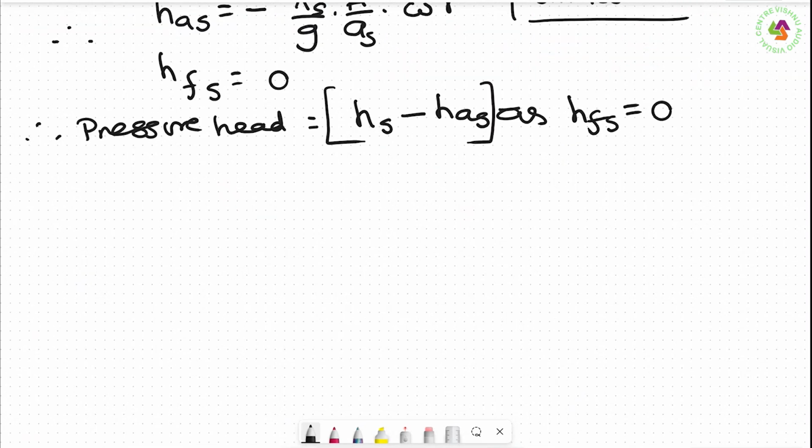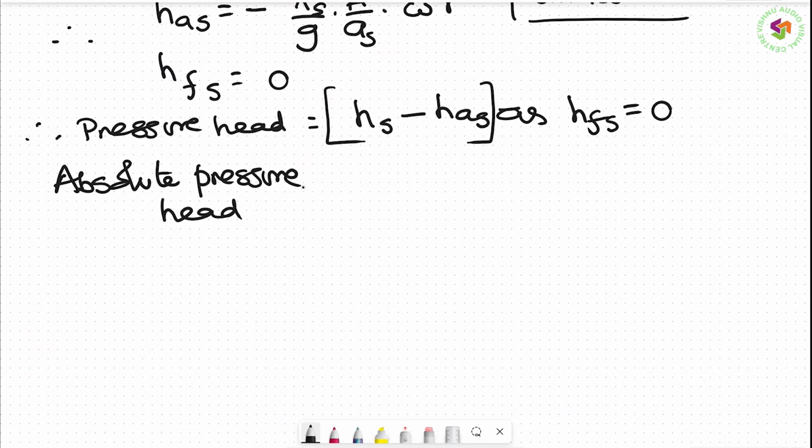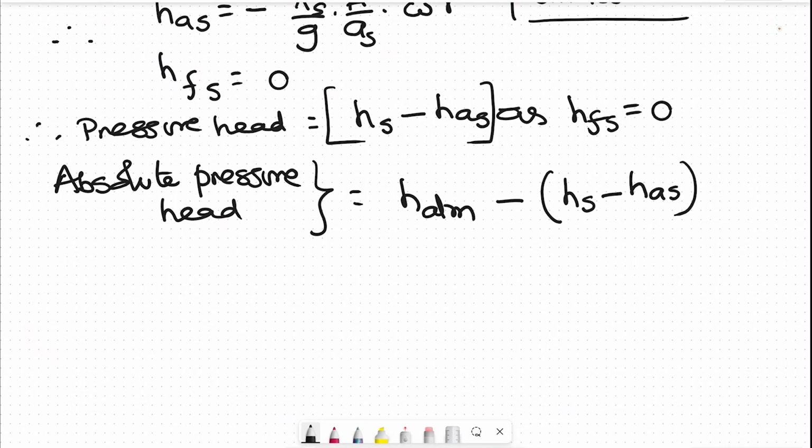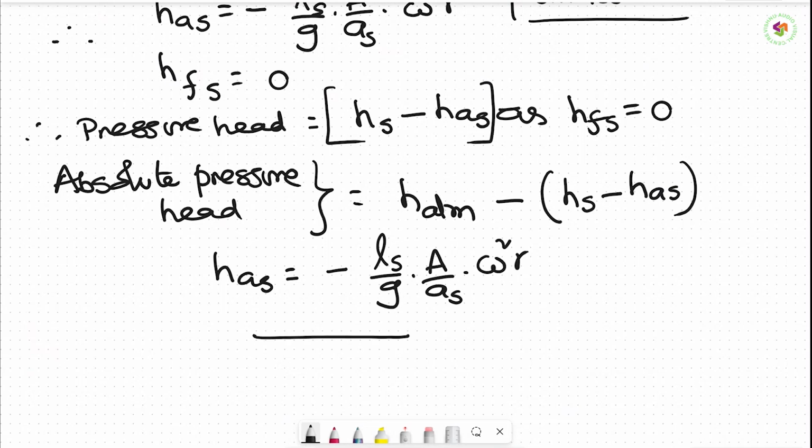That means the absolute pressure head is equal to H atmosphere minus Hs minus HAS. And we know HAS is equal to minus LS by G, A by AS, omega square R. So this is the thing.